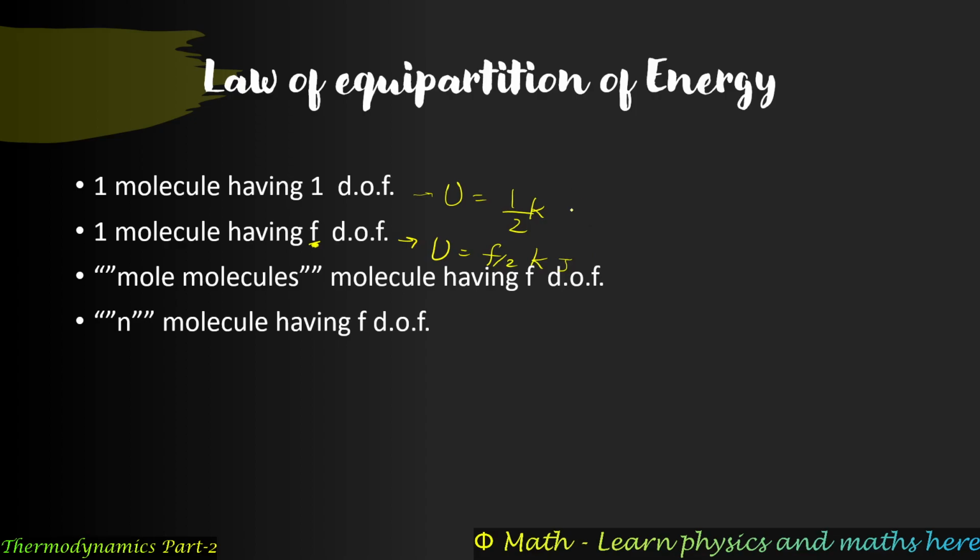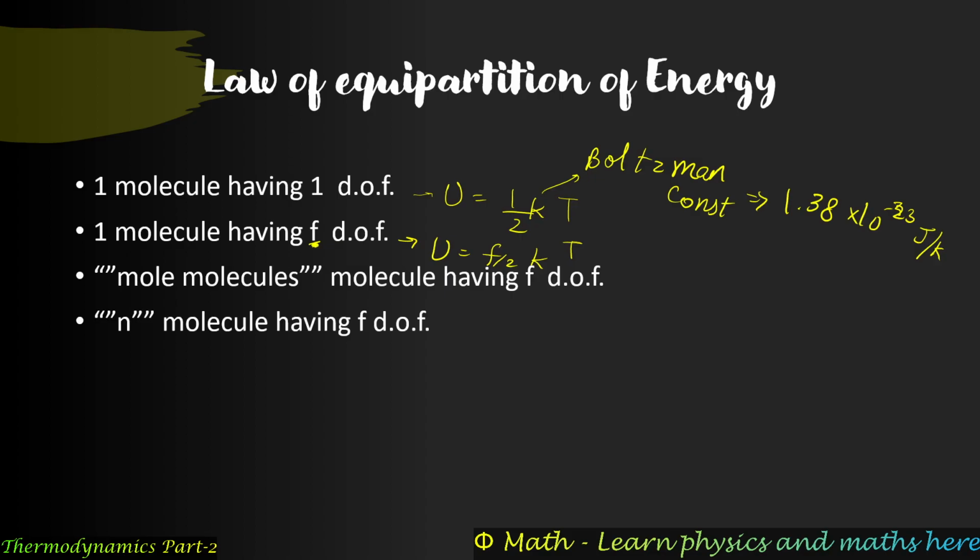Sorry, this is kT, with T the temperature. Here k is the Boltzmann constant, and its value is equal to 1.38 times 10 to the power minus 23 joule per Kelvin. Okay, so now we know this for one molecule.